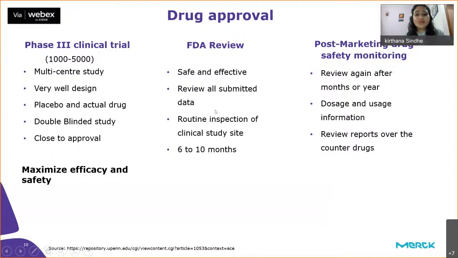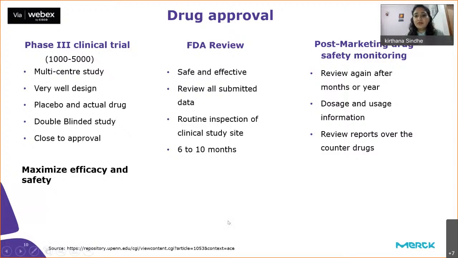So you will be submitting all of those documents, and there's also inspection of the clinical study site when you're conducting the clinical trials. So there's a lot of follow-up, in a very scrutinized way. The data will be evaluated, and that's when you get an approval for the drug, and it then enters the market. In post-marketing drug safety monitoring, there will be monthly or yearly reviews. They'll keep watching the dosage and usage information. Reports will be generated periodically to understand whether the drug will stay. Any drug that makes it through this big process is called a successful drug. It went through all of these challenges, and it's staying in the market for a very long time.